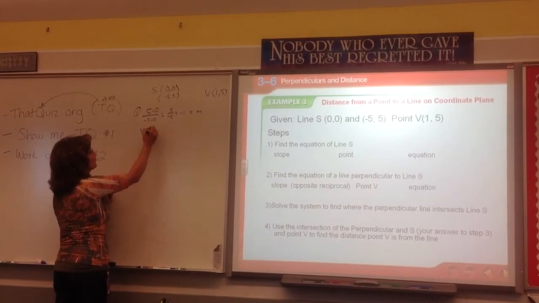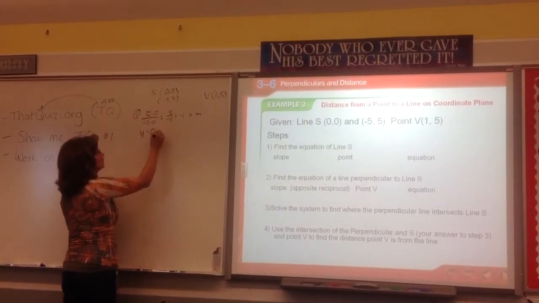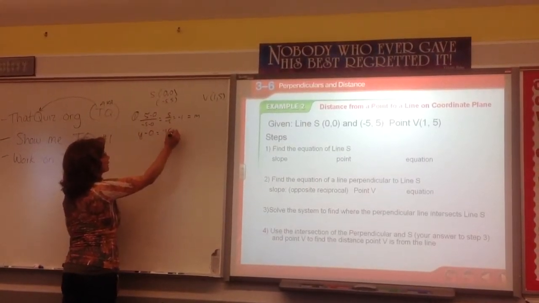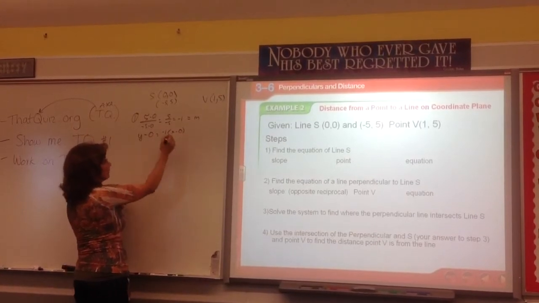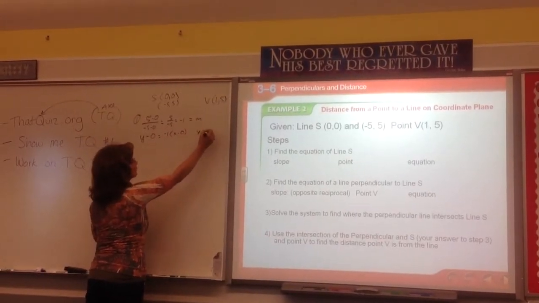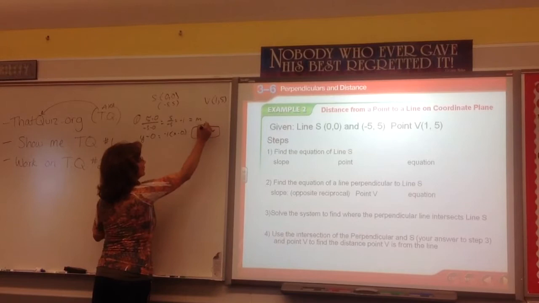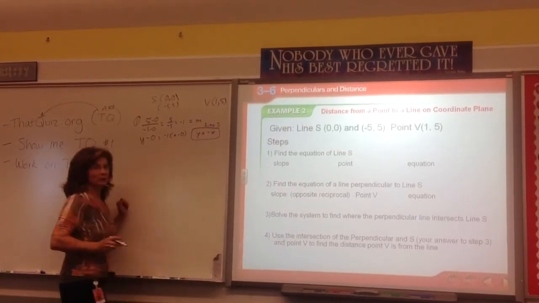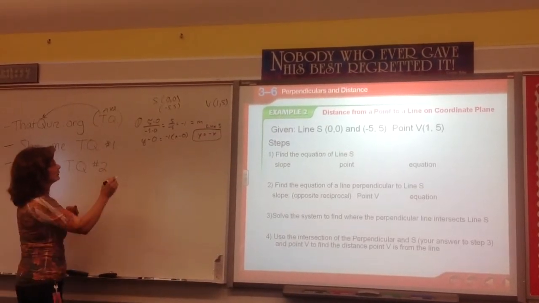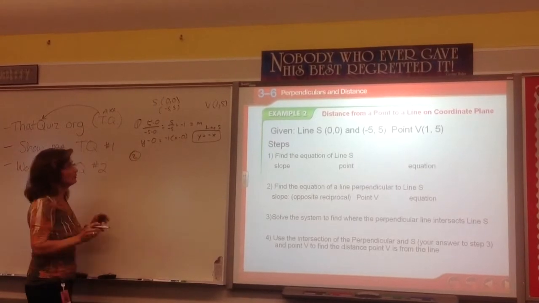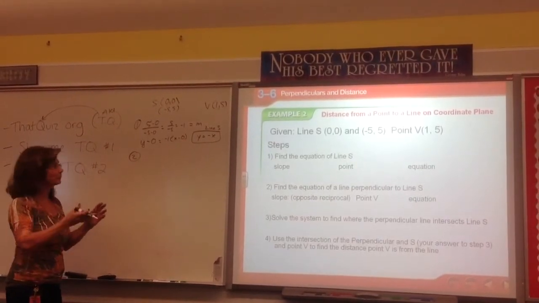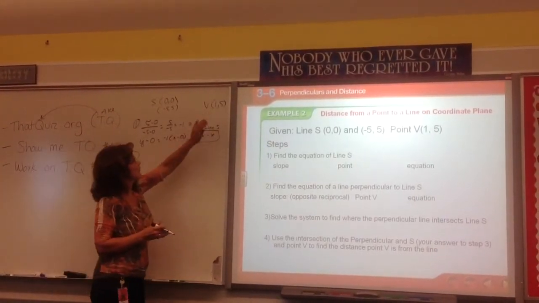So y minus y sub 1, I'm going to use 0, equals the slope times x minus x sub 1. And that's going to simplify to y equals negative x. There's the equation of line S. Easy to do. Step 2, we want the equation of a line perpendicular to S through point (1, 5).